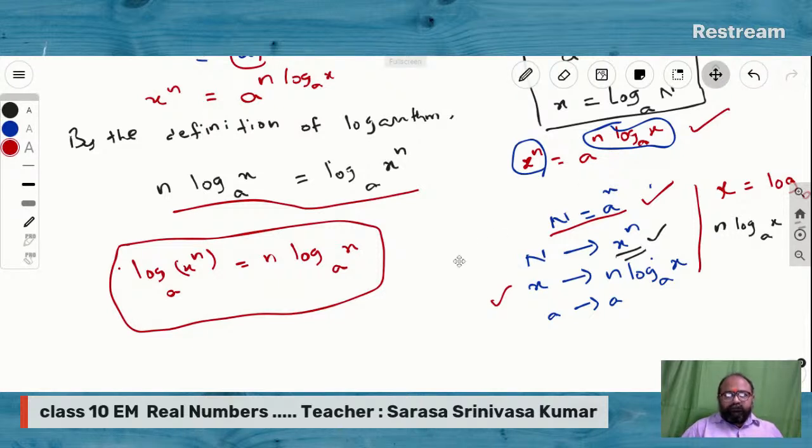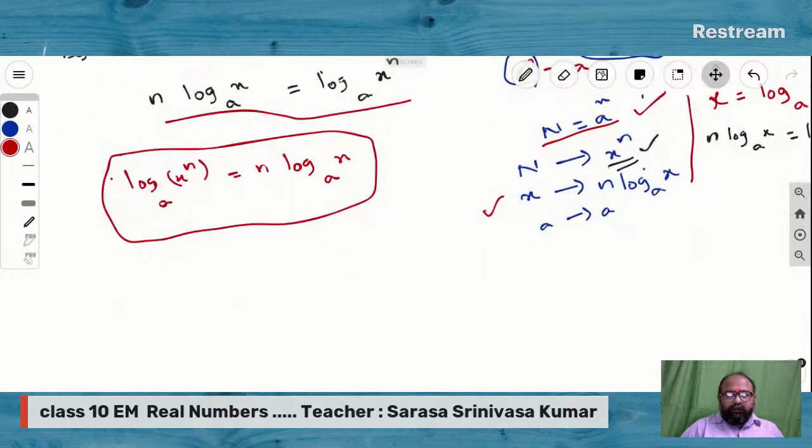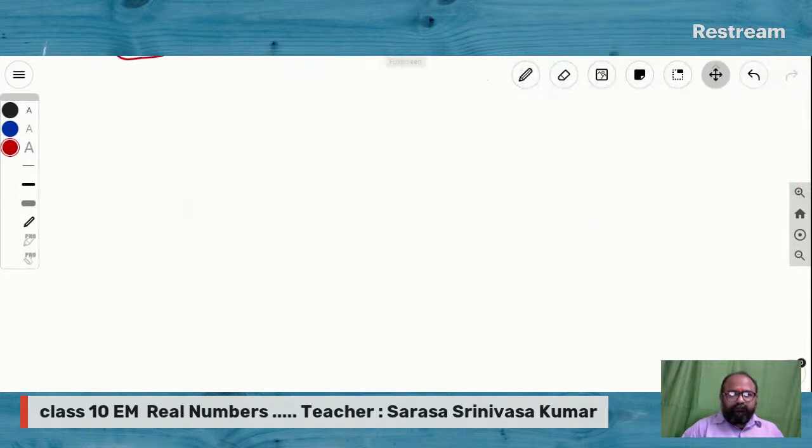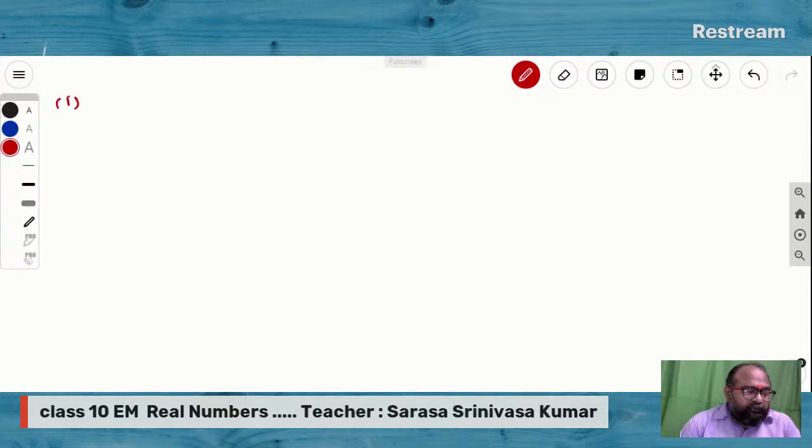Now we start problems on logarithms. Express this, do this from page number 19. Page number 19. Do this.